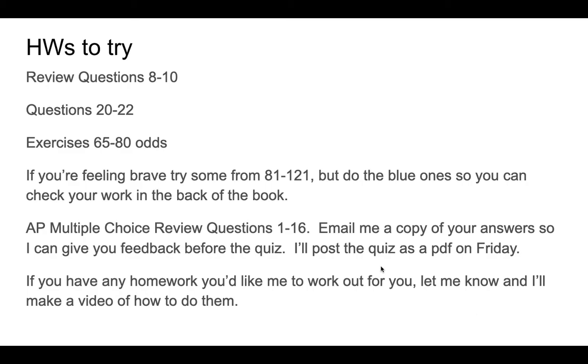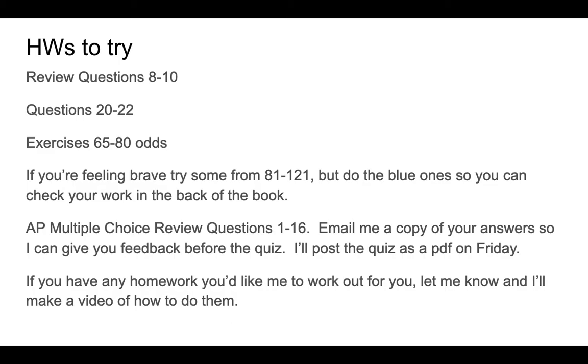Okay, so here's some homework to try. The last of the review questions would be 8 through 10, and they talk about complex ions and different ways of using them to help dissolve stuff. Questions 20 to 22. We've done all of the active learning questions, I believe. And then the final exercises would be the odds from 65 to 80. So just like before, I'd like you to at least look at those questions. Think about whether you can do them or not. If you're not sure, maybe try them.